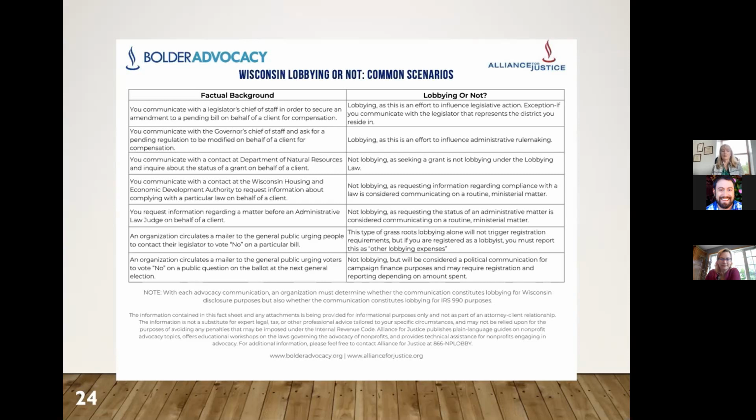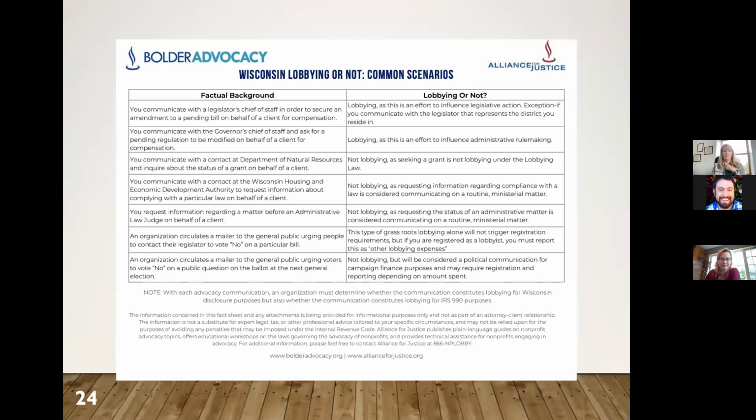Checking in on a matter that's before an administrative law judge is not lobbying. Circulating a mailer to the public, posting on social media, urging people to vote, or to contact their legislator to vote no, that is lobbying. Oh, sorry, that is not lobbying under Wisconsin rules. That is under the federal rules.